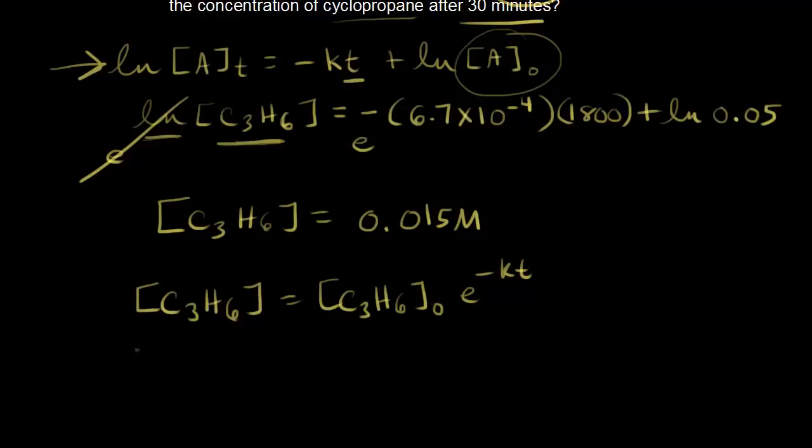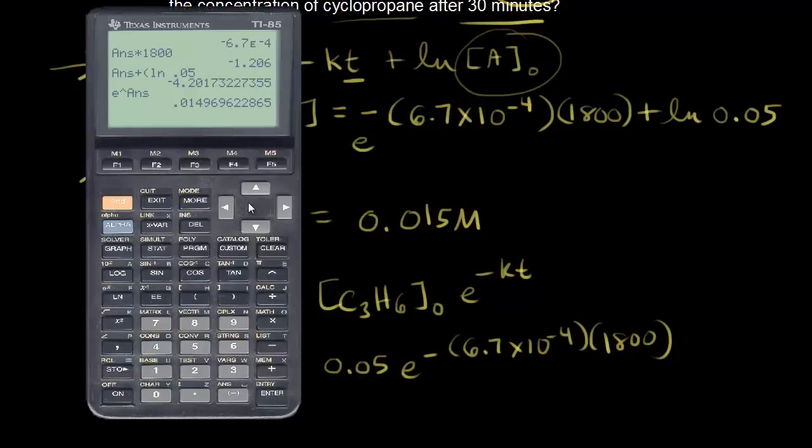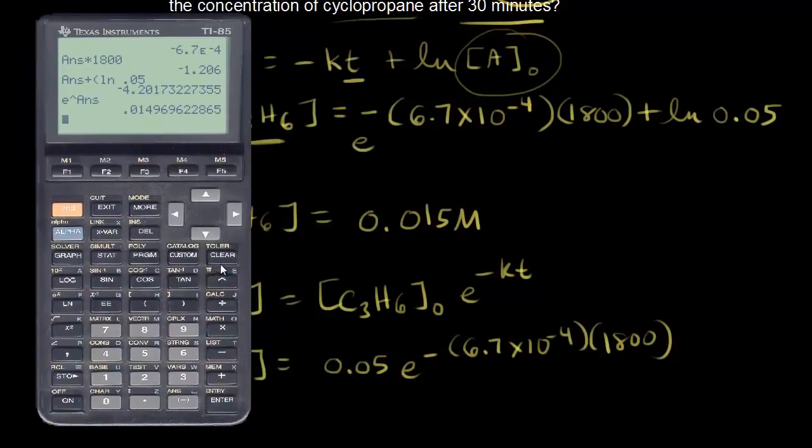So we can plug in our values here. We're solving for the concentration of cyclopropane. The initial concentration was 0.05, so we plug in here 0.05. e to the negative k was 6.7 times 10 to the negative 4, and our time was 1800 seconds. So we could do the problem this way. Obviously, we should get the same answer. Let's just go ahead and show that here.